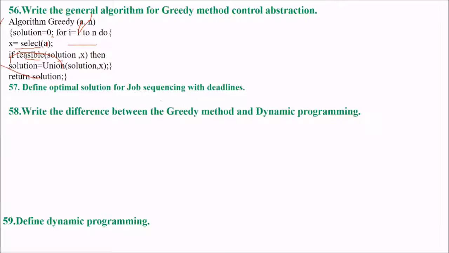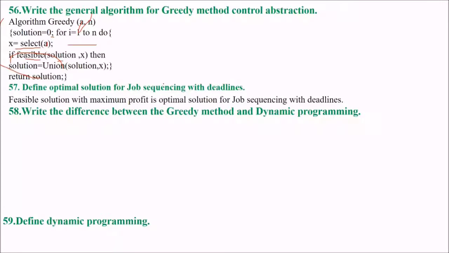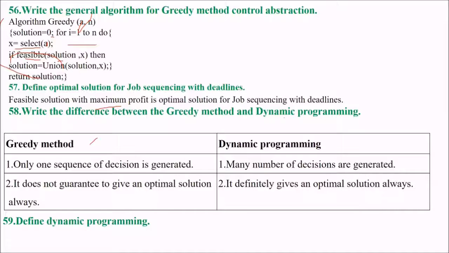Define the optimal solution for job sequencing with deadlines. Feasible solution with maximum profit is the optimal solution for job sequencing with deadlines. What is the difference between greedy method and dynamic programming? In greedy method, only one sequence of decisions is generated, but in dynamic programming, many sequences of decisions are generated. Greedy method does not guarantee to give an optimal solution always, but dynamic programming will always give you an optimal solution.